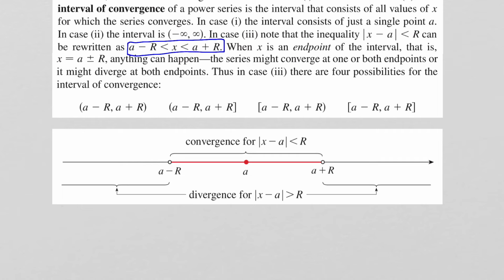So again, case 3 of this theorem says that the power series will converge for all numbers x between a minus r and a plus r, where a is the center of the series. It will diverge for all values outside of that. And then at the endpoints here and here, it is unknown if it converges or diverges at those endpoints, and you have to test those separately.